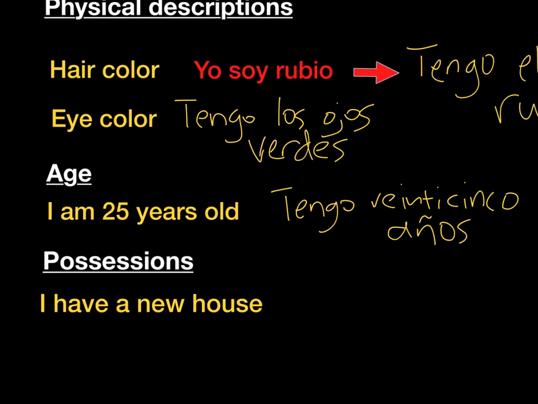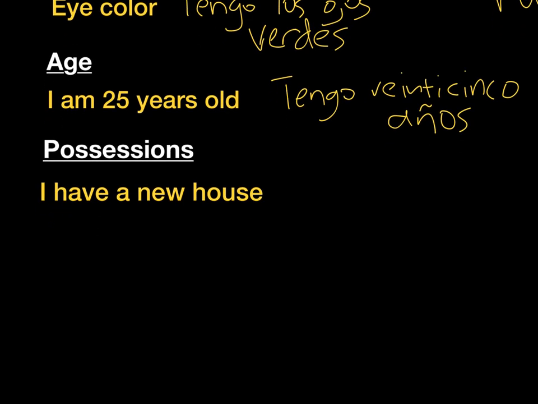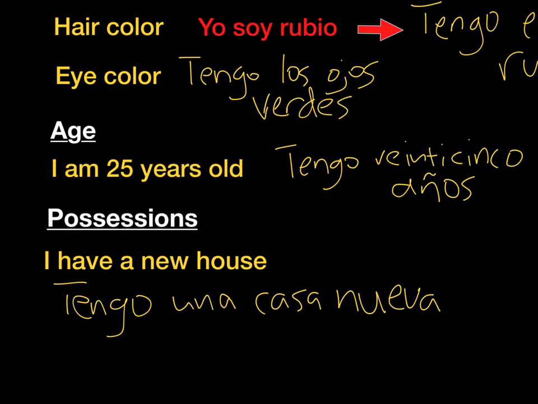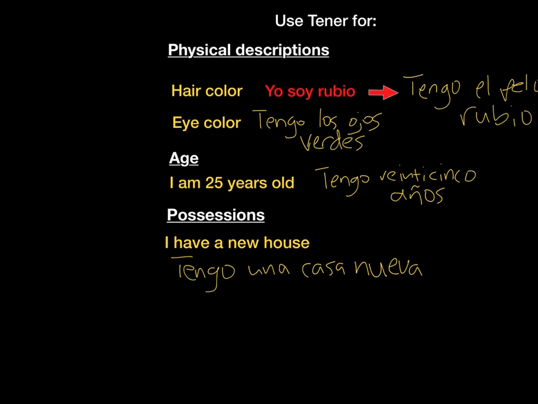And really, this one's the most obvious: possessions. What do you have? So this is kind of the same thing as hair and eye color, but it's actual possessions. It's not something on our person. I have a new house would be tengo una casa, because that's how you say a house, una casa. And then one of our vocab words, nueva. Tengo una casa nueva. So you can take a look at this, and I'll zoom it out a little bit so you can see the whole thing.